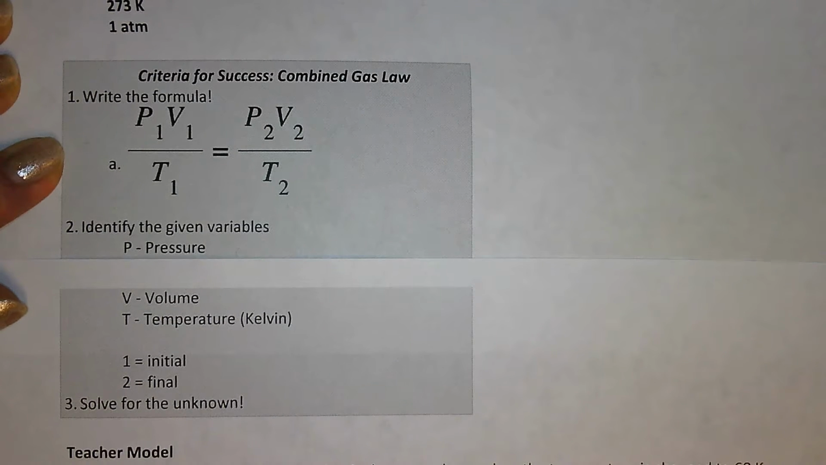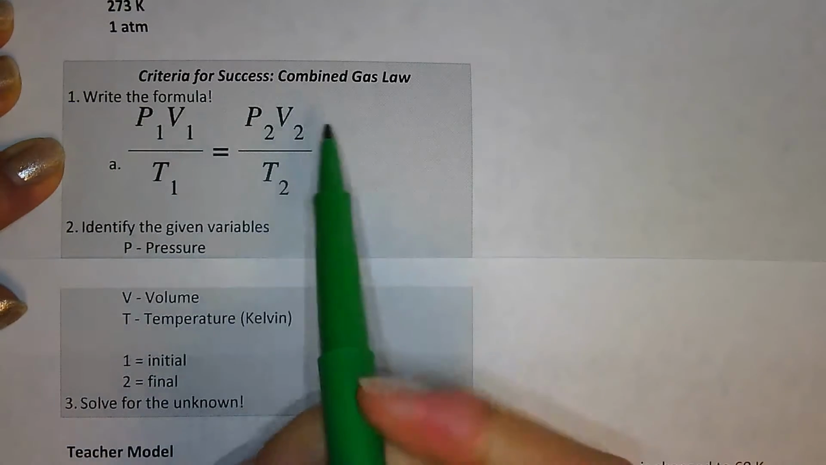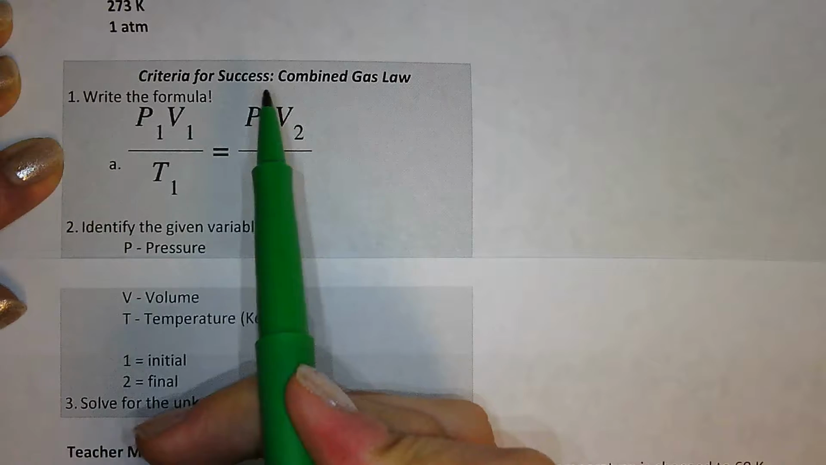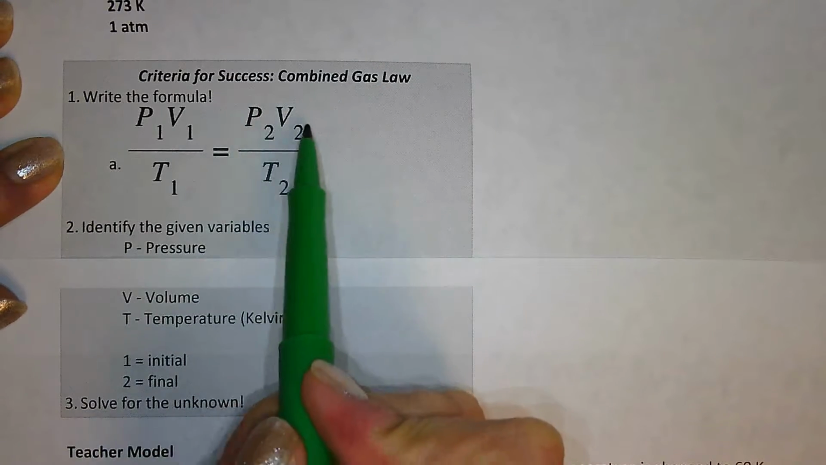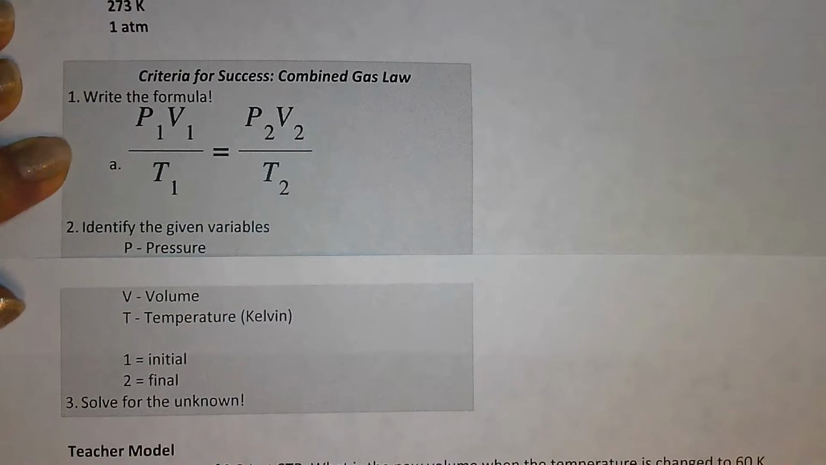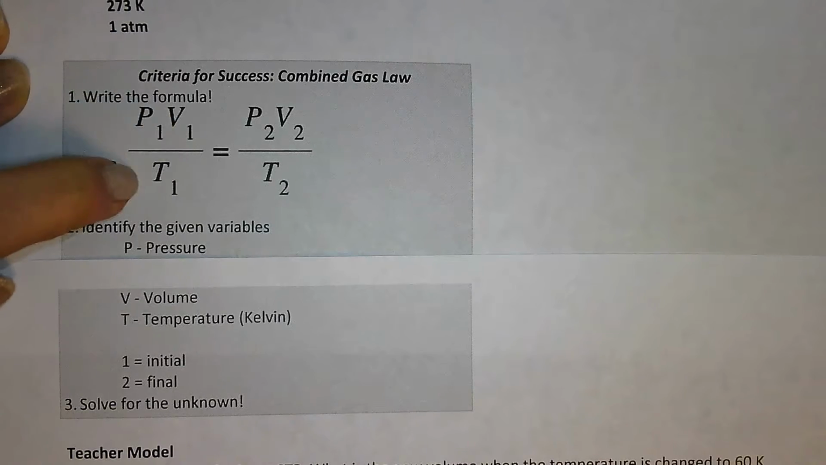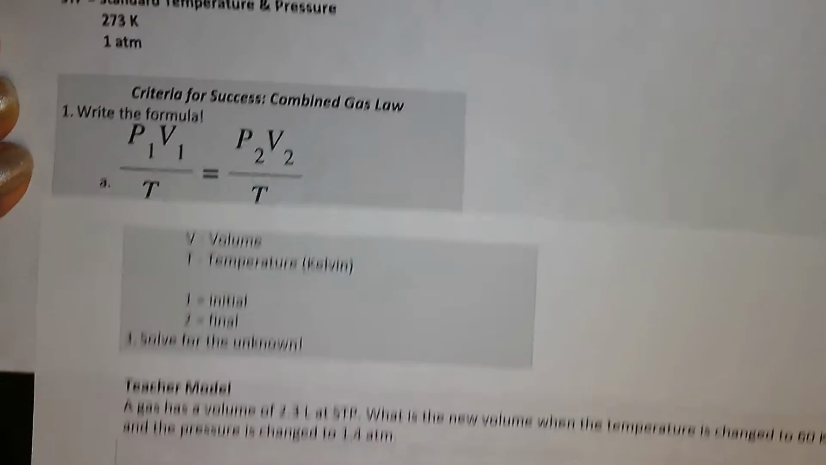Alrighty, so if a problem gives me some information about a pressure, a volume, and a temperature, and that's it, I am going to assume that it is the combined gas law problem. First thing I need to do is write my formula. So P1 times V1 over T1 is equal to P2 times V2 over T2.